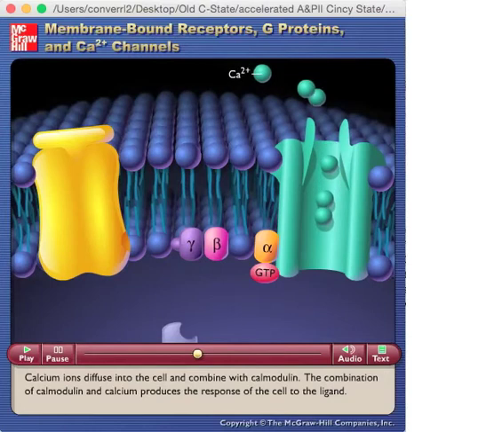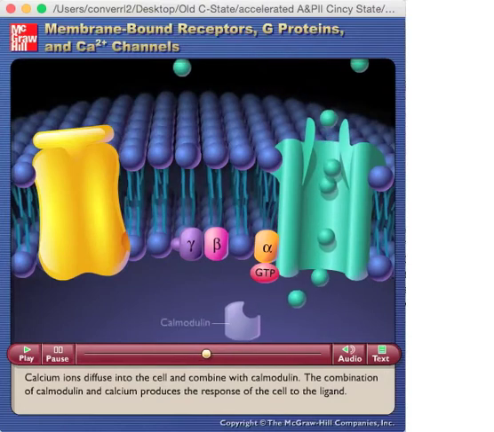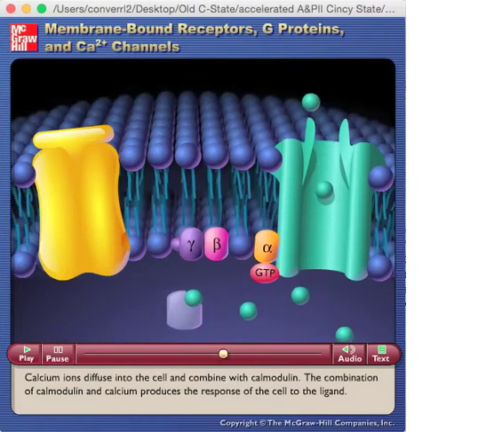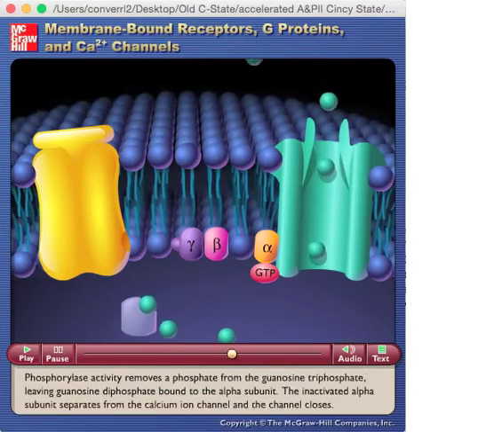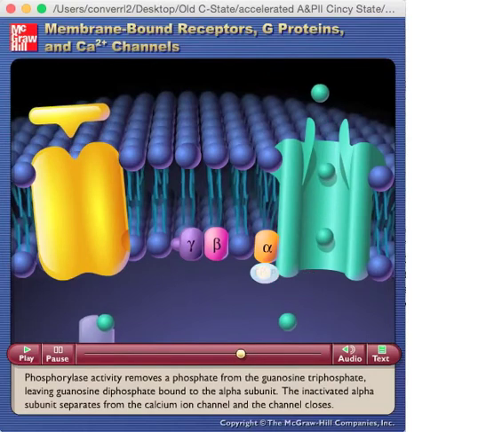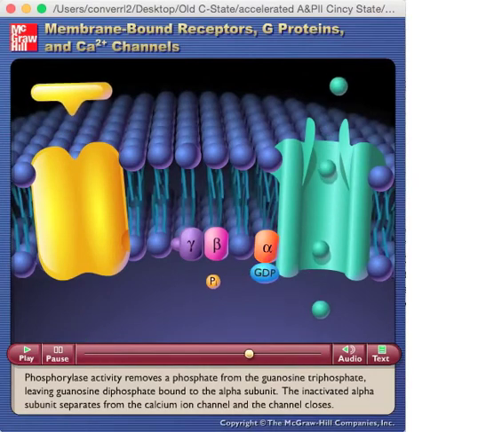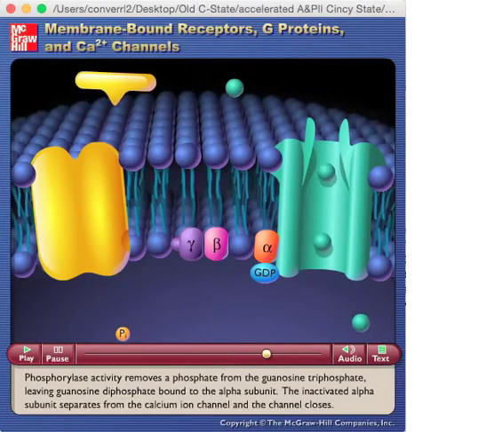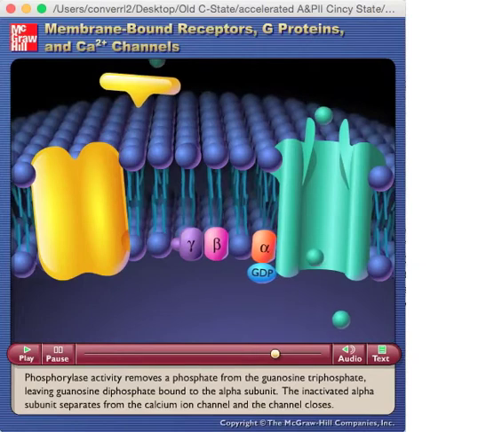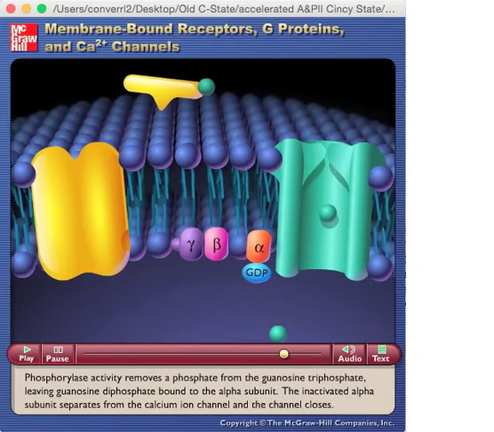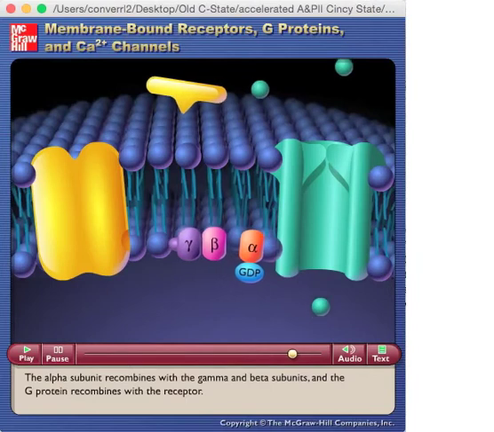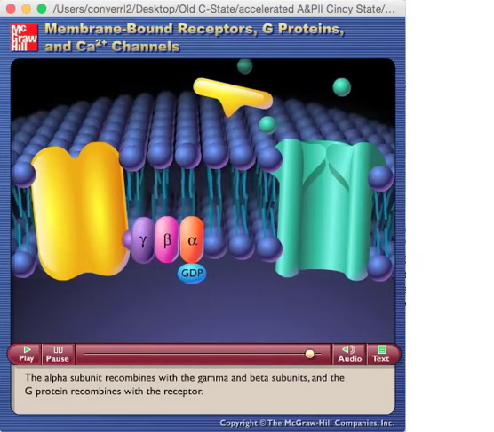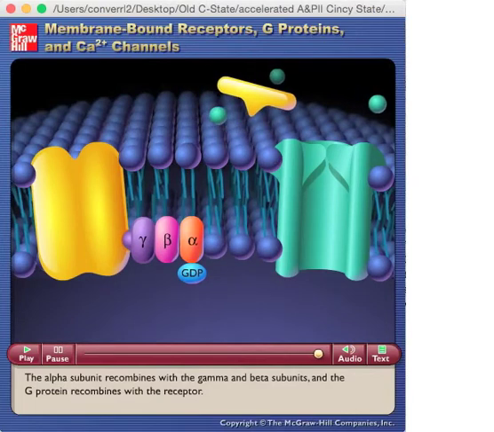Calcium ions diffuse into the cell and combine with calmodulin. The combination of calmodulin and calcium produces the response of the cell to the ligand. Phosphorylase activity removes a phosphate from the guanosine triphosphate, leaving guanosine diphosphate bound to the alpha subunit. The inactivated alpha subunit separates from the calcium ion channel, and the channel closes. The alpha subunit recombines with the gamma and beta subunits, and the G protein recombines with the receptor.